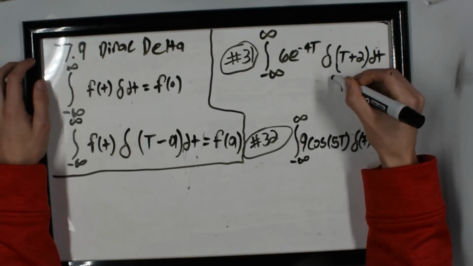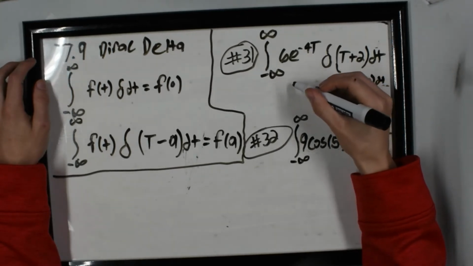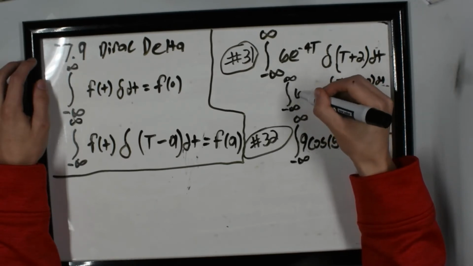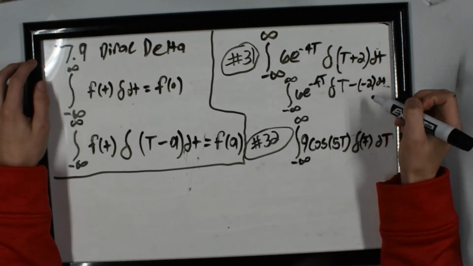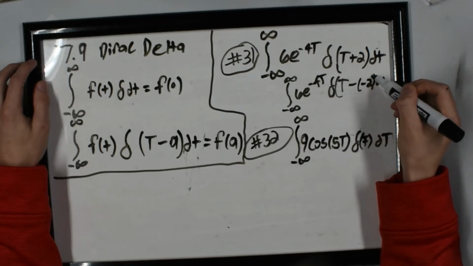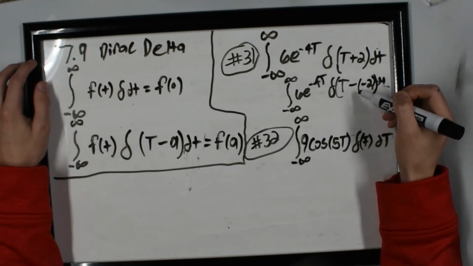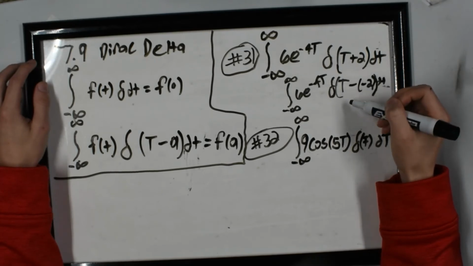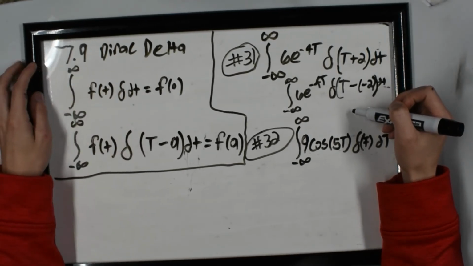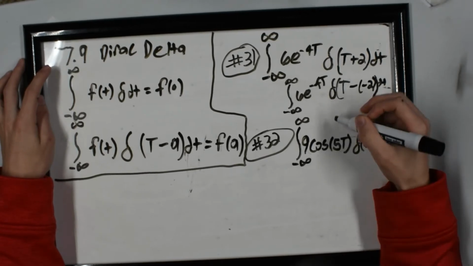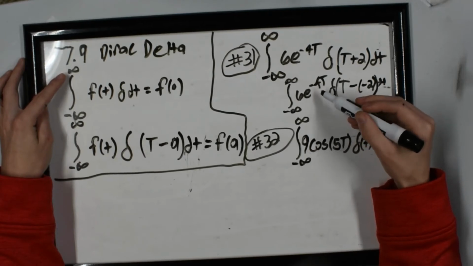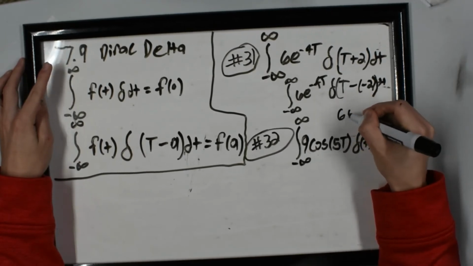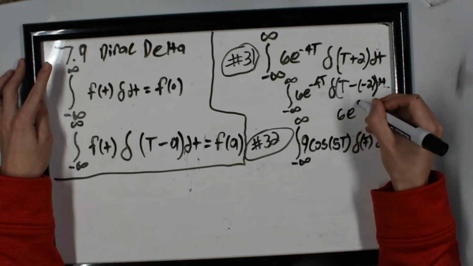So we have the integral from negative infinity to infinity, 6e to the negative 4t. Sorry, it's a little tight. But as you see, there we go. This is the same function as this, just rearranged so it's in this form. And we find that a is equal to negative 2. So we just plug in a for t, because this is our f of t. And then we get 6e to the negative 4 times negative 2, which is 8. That's our answer. Not all that bad.